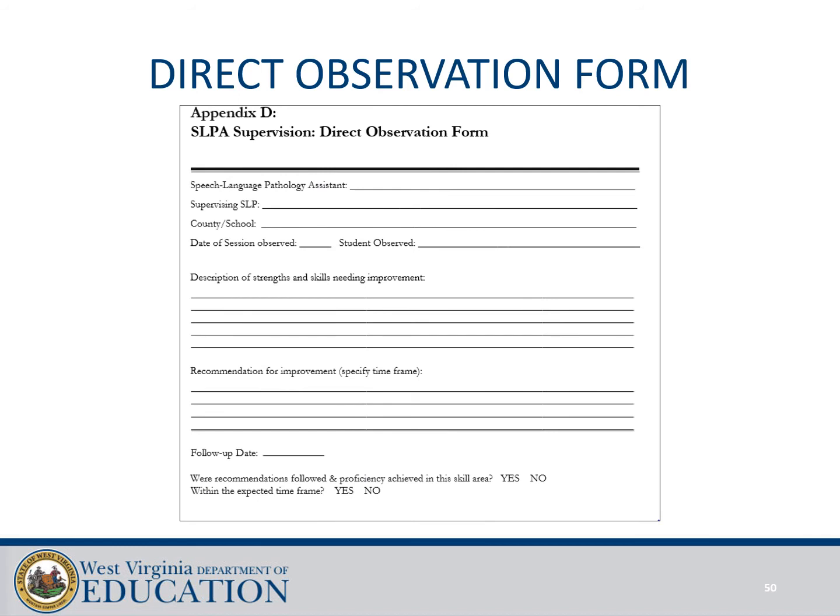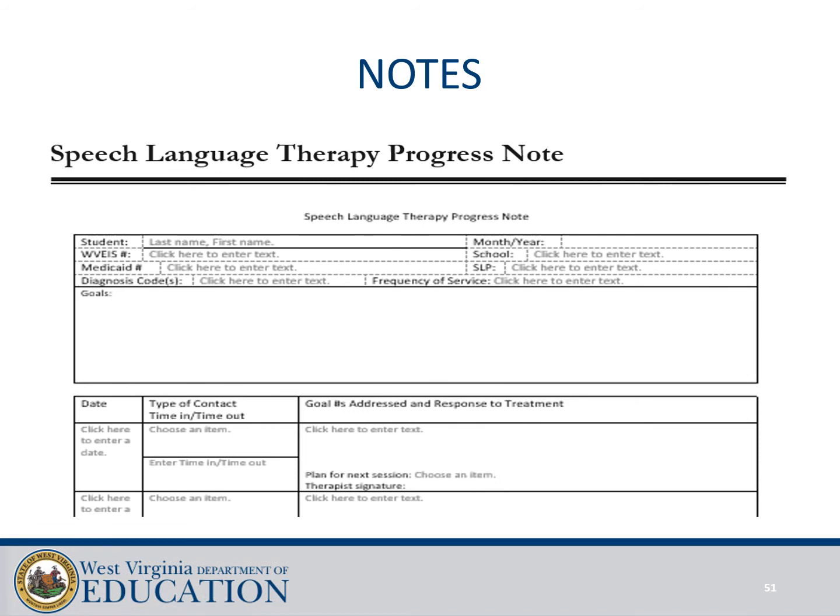Initially, the SLP may want to use this direct observation form as a teaching tool. It provides a place for the SLP to provide information about strengths and skills needing improvement, as well as suggestions. Using this form or your county's form for the speech language therapy progress note is a great way for the SLP to review the goals and activities and successes that take place during therapy.